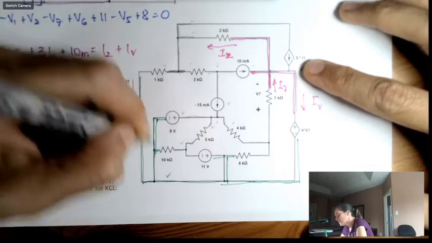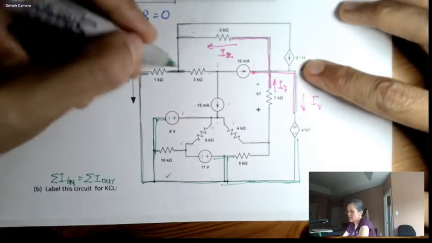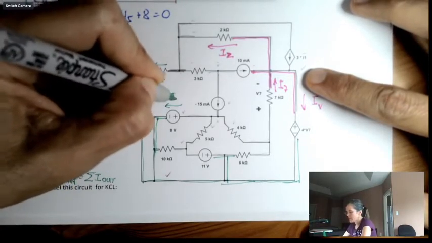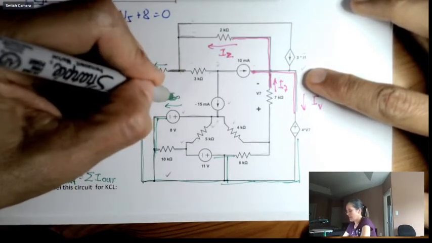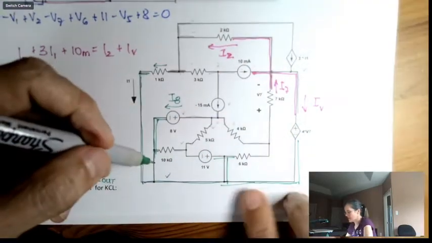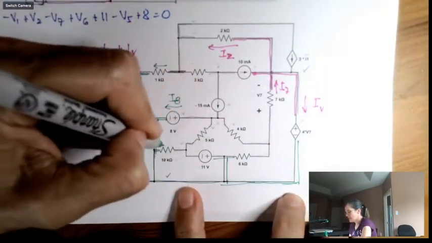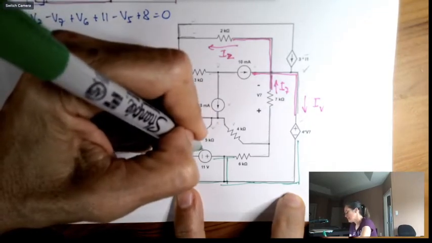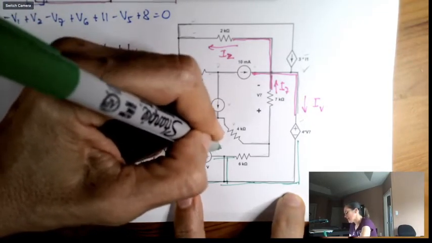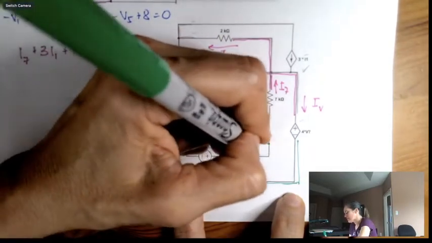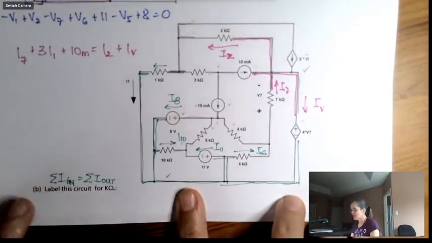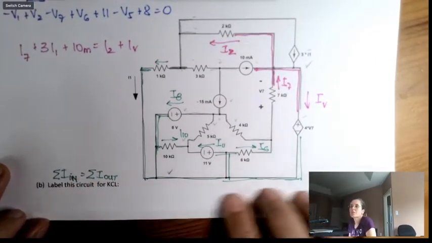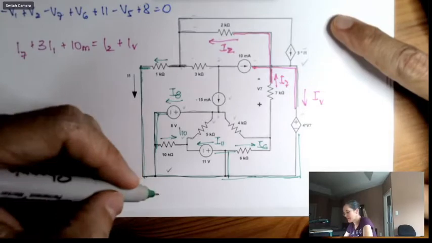And this I1 is already coming in. This one I'm going to call maybe I8. This one, IV, is there already. This one I'm going to call I10. This one I'm going to call I11. And this one I'm going to call I6. So this labels the current directions, and I then want to see that you can actually write the KCL with that.